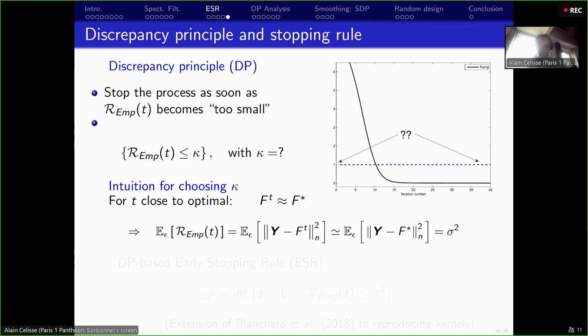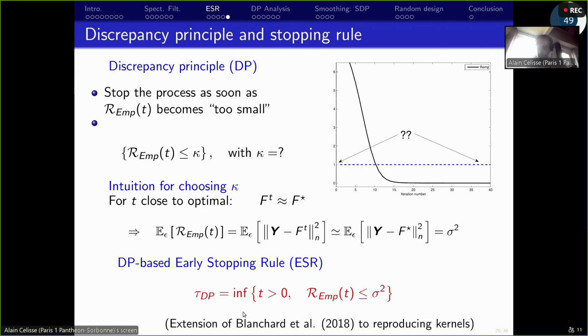This is an intuition. This is absolutely not rigorous, but fortunately, if we introduce our stopping rule in this way, meaning that we will stop at the first time t at which the empirical risk becomes smaller than the variance of the error terms, then we can prove rigorously that it works in practice. And this is what we will do just after. This is not the first time people are doing that. This has been done in other contexts for other families of estimators, but here it was the first paper where it was established and analyzed in the context of reproducing kernel Hilbert spaces.